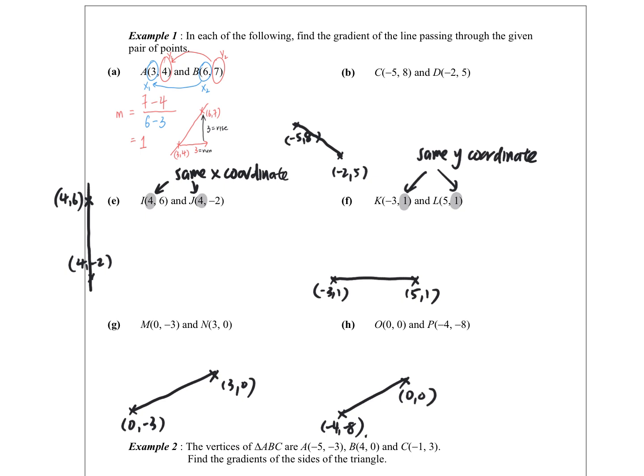I don't need to draw the line, I'm just showing you. You should have found some positive gradient, some negative, some zero, some undefined. Using the formula, almost all calculated already, right? Tell me the other part. Brandon, can you help me?